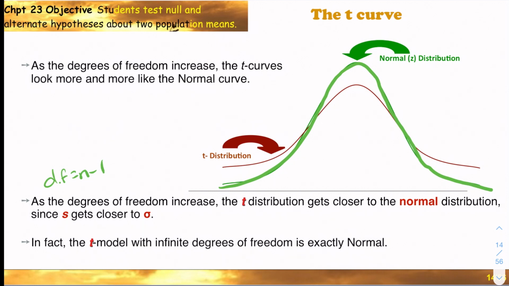And since the standard deviation for the sample gets closer to the population, because our n is getting closer to our population by sending it to infinity. In fact, the T model with infinite degrees of freedom is exactly a normal.